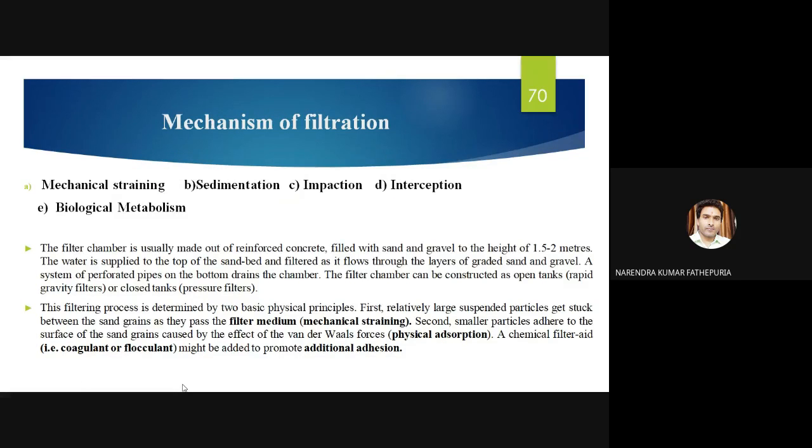And what are the mechanisms of filtration? Number one is mechanical straining. Number two is the sedimentation process, then impaction, then interception, and then the fifth one is biological metabolism.